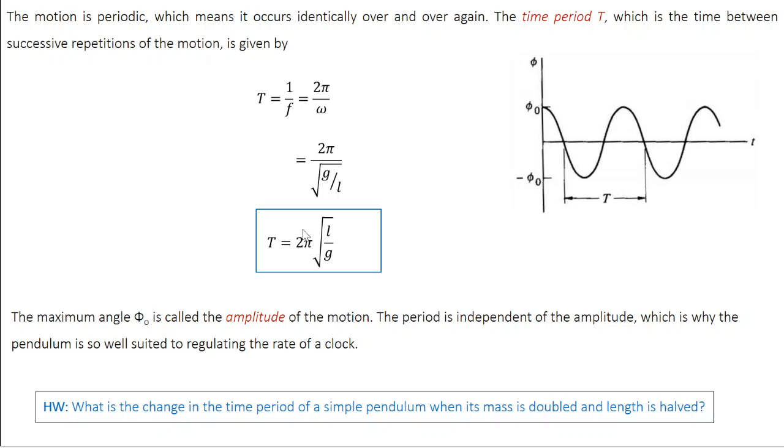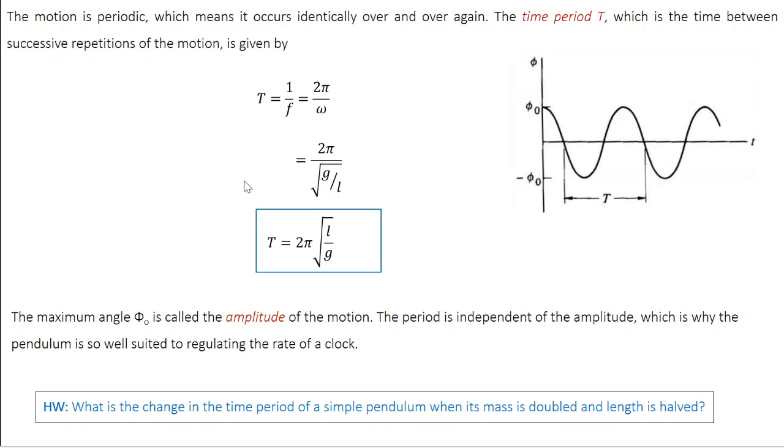Now phi naught, as I said, is the maximum amplitude. In normal terminology, it's simply called the amplitude of the motion. And as you can see from this expression, the time period is independent of the amplitude of motion, because it depends only on L and g. And that's why the pendulum is so well suited for regulating the rate of a clock.